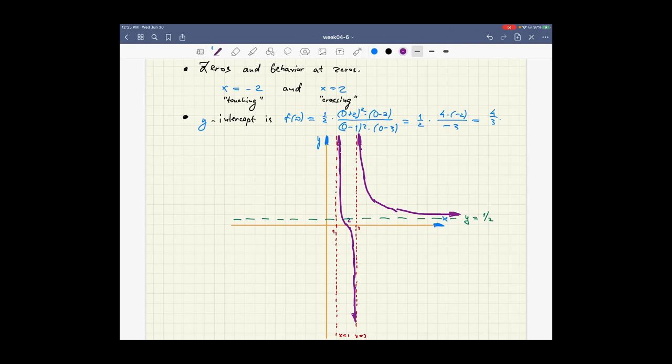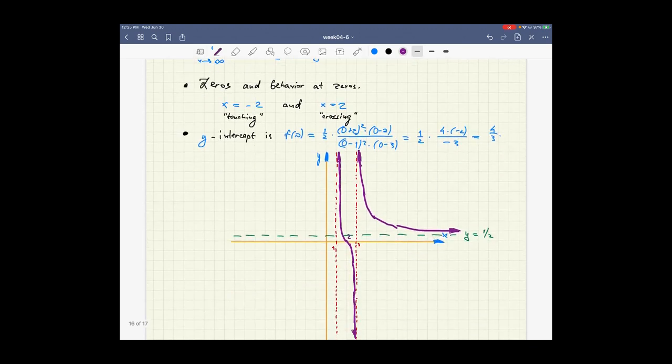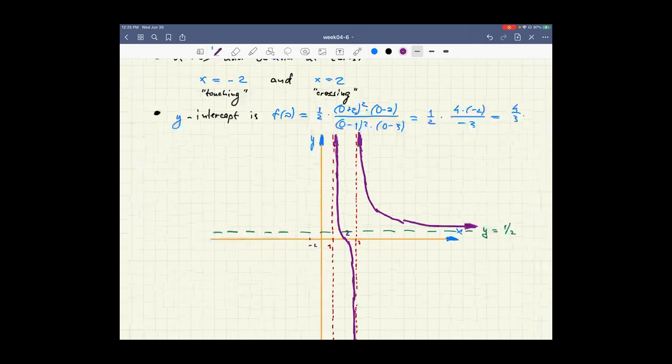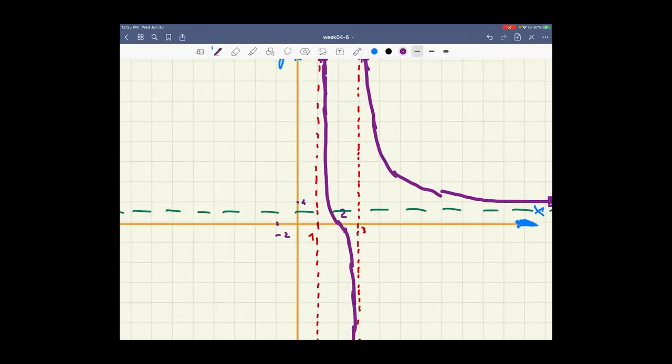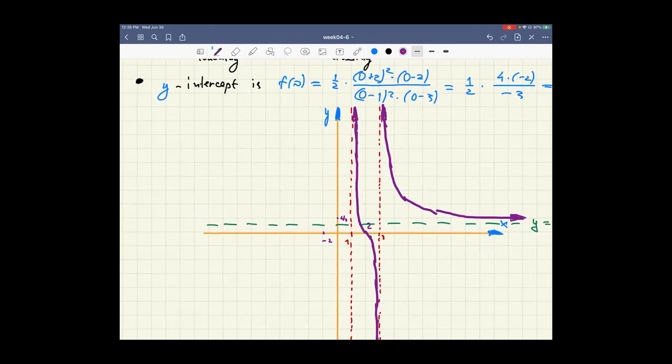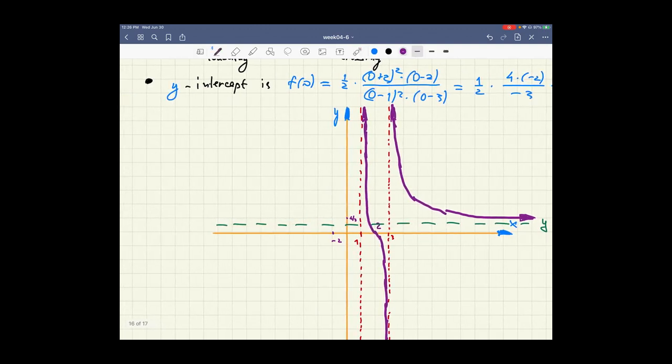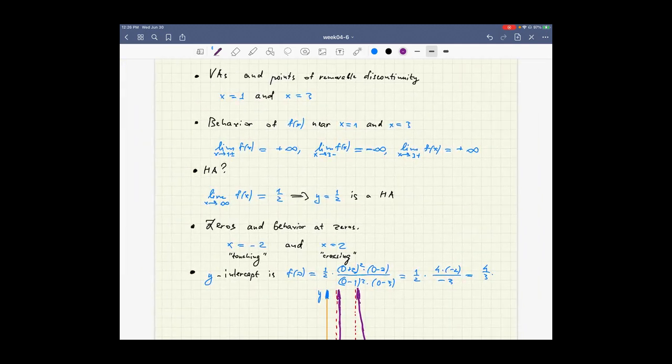And to the left of 1, what's interesting to the left of 1? Well, we have a touching at -2. That's very interesting. We have y-intercept at 4/3. That's above. And we have horizontal asymptote y equals 1/2. So the sketch will look like this: we touch at -2. Then to the left of 1, our function is positively infinite.